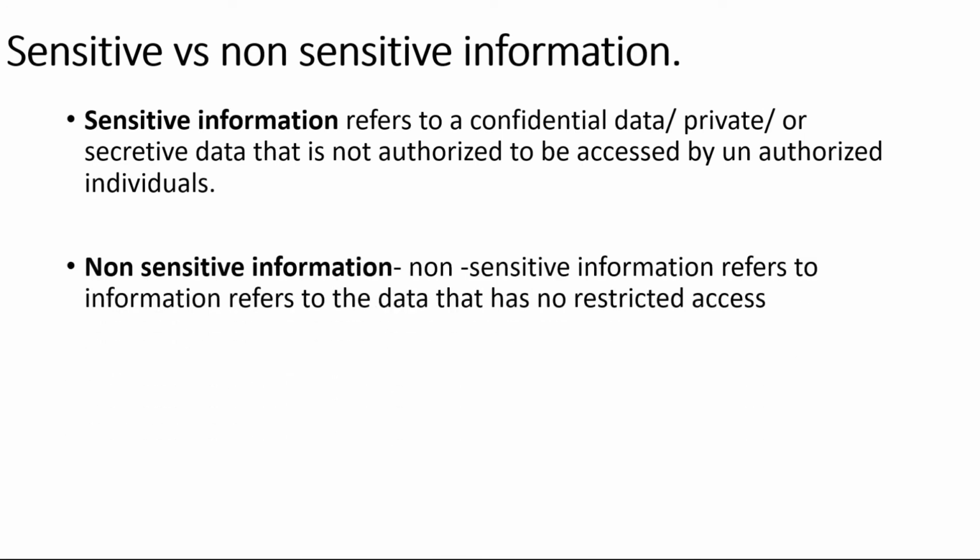Non-sensitive information. Non-sensitive information refers to data that has no restricted access. In essence, the data can be accessed by different individuals and could be available on social media platforms like Facebook, and browsers like Opera Mini, Chrome, etc. Such kind of information could be, for example, zip code, race, postal address.